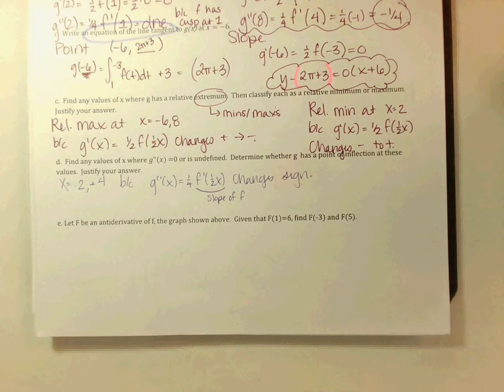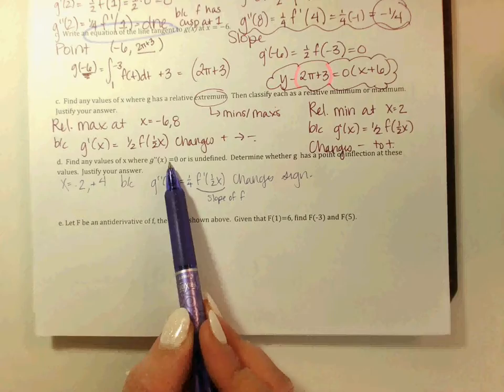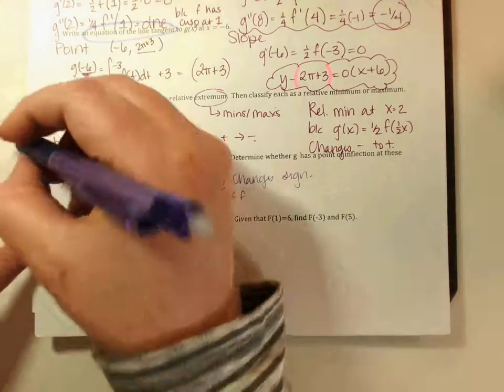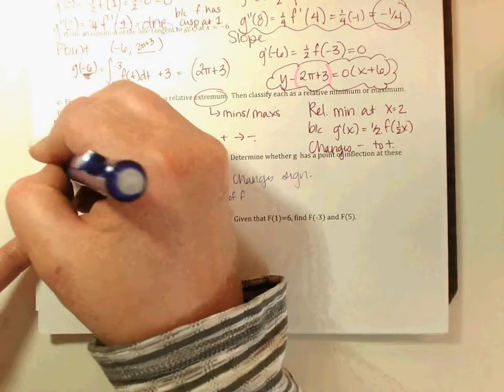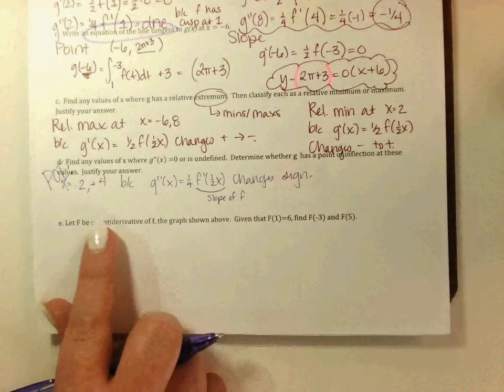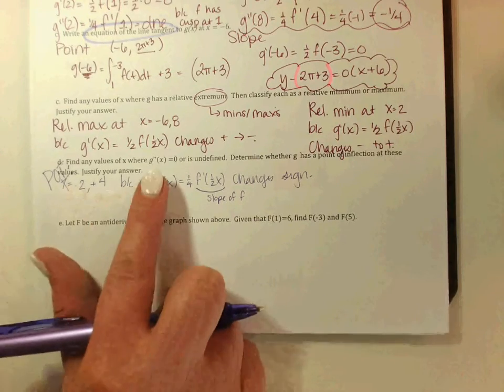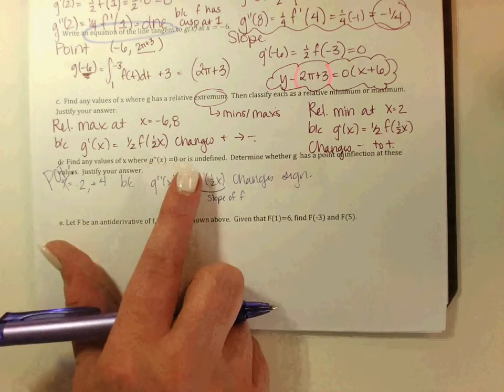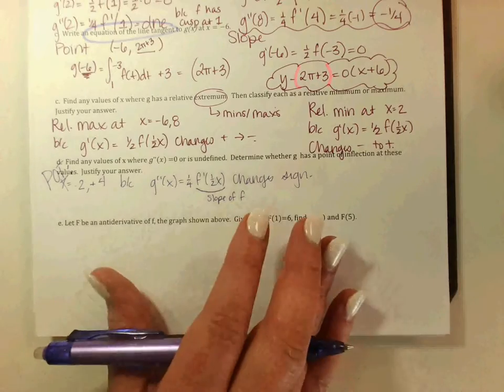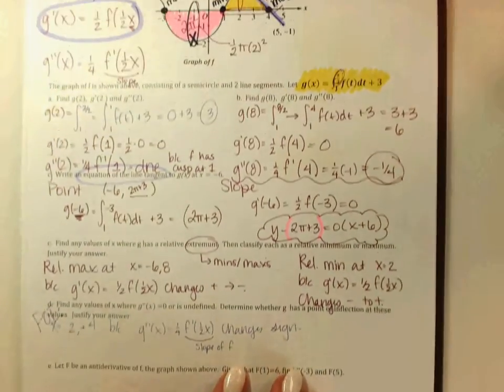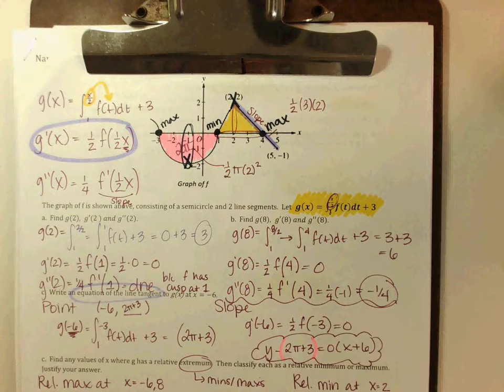Okay? Now, this question actually asks you for any point that the second derivative is 0 or undefined. So I have points of inflection at the values that I listed. That says POI. Are there any other places on the graph that my G double prime would be undefined? The cusp, and there's one more place. Oh, it's straight, because it's straight.